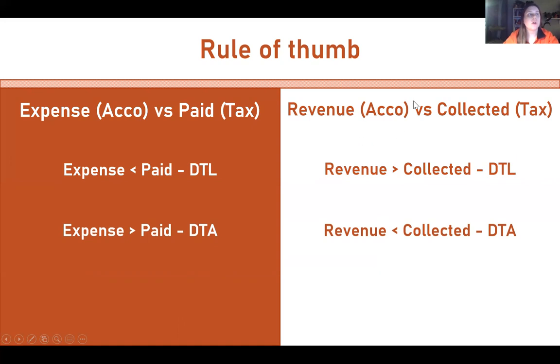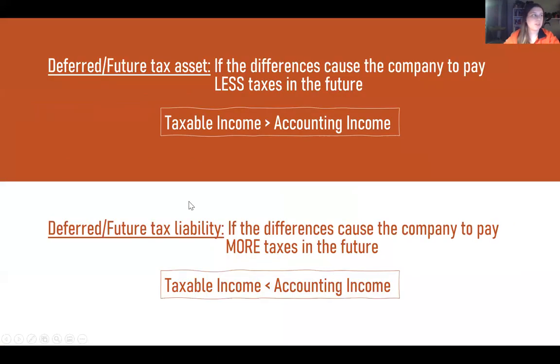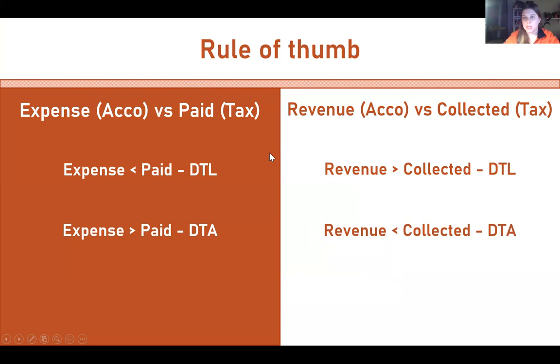For the revenue in your financial statements versus what you actually collected, if your revenue in your financial statement is greater than what you collected, it's going to be a liability. And if the revenue is smaller than what you collected, it's going to be an asset. So you can refer to that when you're doing examples, this and also the previous slide here, to know if it's an asset or a liability. It's useful.